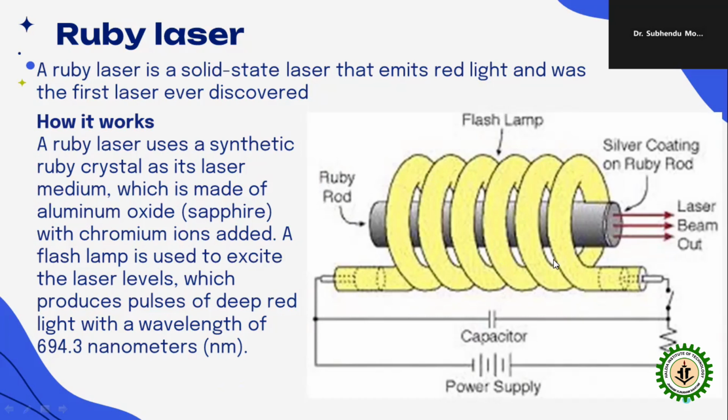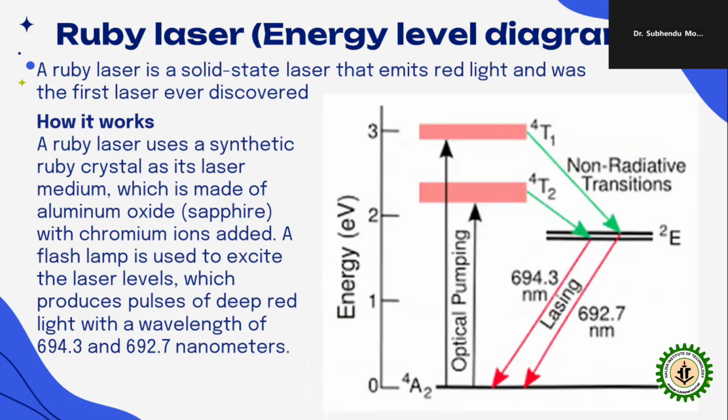And the population inversion is not taking place continuously. It takes place in a pulsed manner. That's why the laser light output we get is a pulsed output. That's why the ruby laser is a pulse laser.